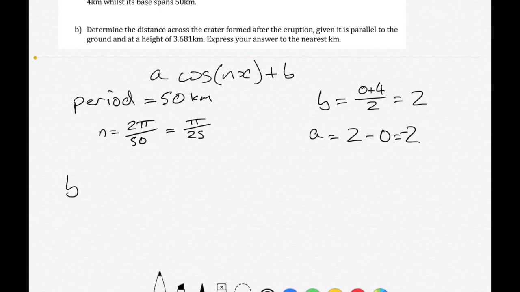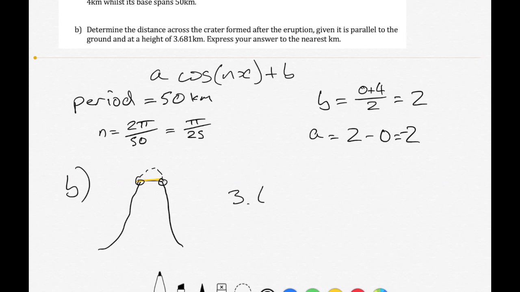Part B asks us to determine the distance across the crater formed after the eruption, given it is parallel to the ground and at a height of 3.681 kilometers. So if we've got a graph that looks like this, we're essentially trying to find the length of that line there. That's the distance across the crater. So to do that, we know that this fits a cos graph. We have to find that point there and that point there. We're going to solve this.